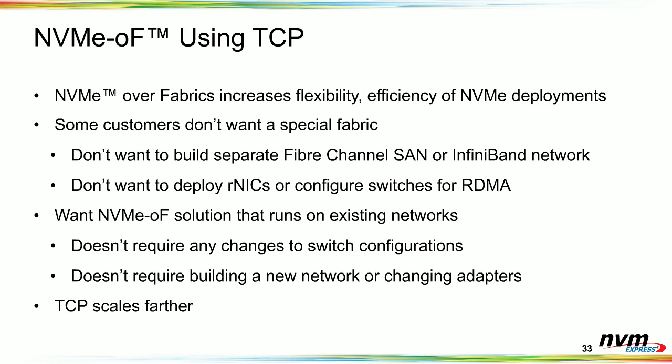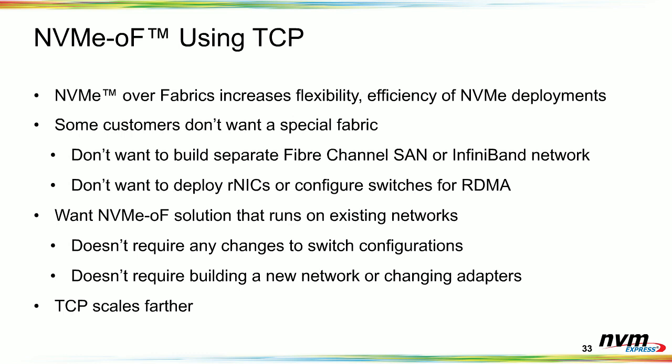But there are some customers who don't want to build a special fabric. NVMe over Fabrics first came out with support for RDMA, and then it added support for Fiber Channel. That's all fine and good. But some customers said, I don't want to build a separate network, whether it's Fiber Channel or InfiniBand. I just don't want to build it. I want to use my existing network. There are other customers who are saying, well, I have Ethernet. I could use RDMA on Ethernet, which is either RoCE or iWarp as the actual RDMA transport.